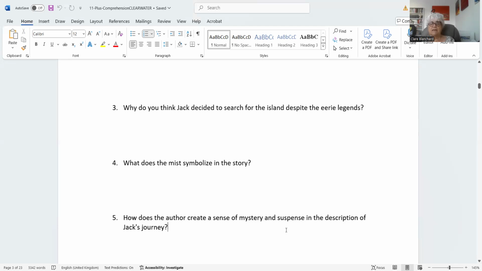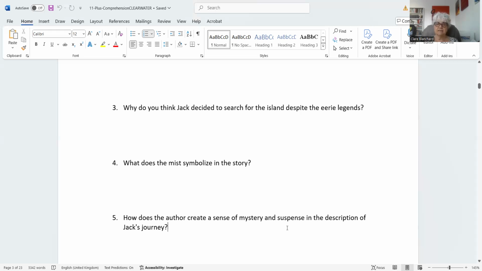So the tendency in an exam under pressure will be to dive in somewhere and say the author uses a simile here or a metaphor there, or is using juxtaposition here. But that's not what I would advise, because it's very easy if you just dive in with the first thing that comes into your head.